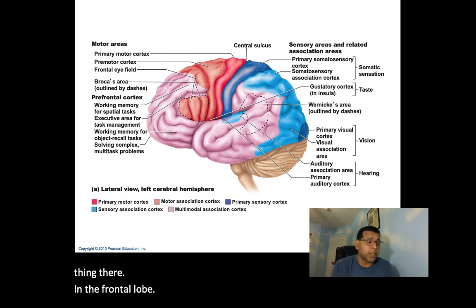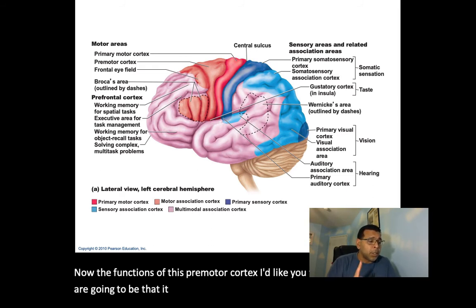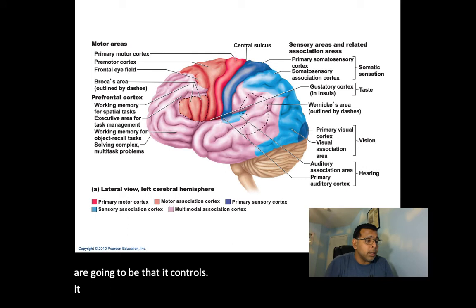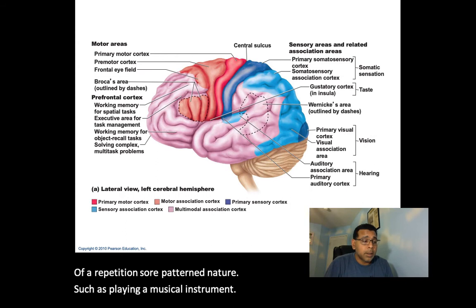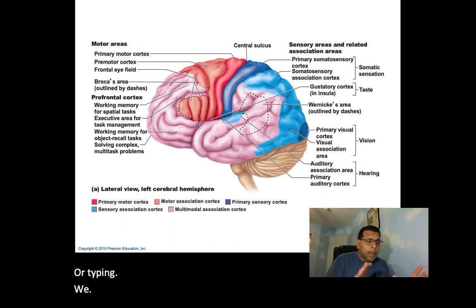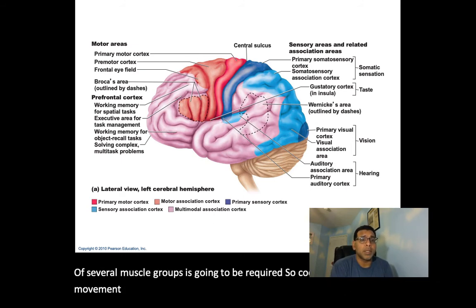The function of the premotor cortex I'd like you to know is that it controls learned motor skills of a repetitious or patterned nature, such as playing a musical instrument, typing, or even dancing, where the coordination of several muscle groups is required. So it coordinates the movement of several muscle groups.